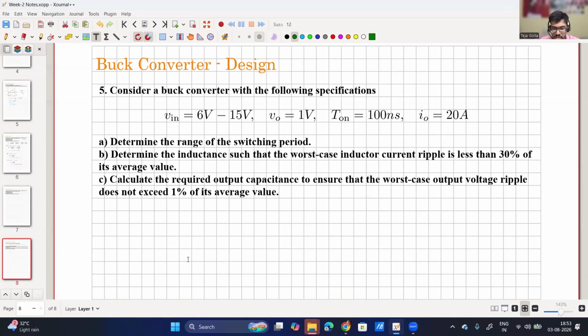Determine the range of the switching time period, then determine the inductance such that the worst case inductor current ripple is less than 30% of its average value, and calculate the required output capacitance to ensure that the worst case output voltage ripple does not exceed 1% of its average value. Let us start with subpart A. How do we calculate the time period?